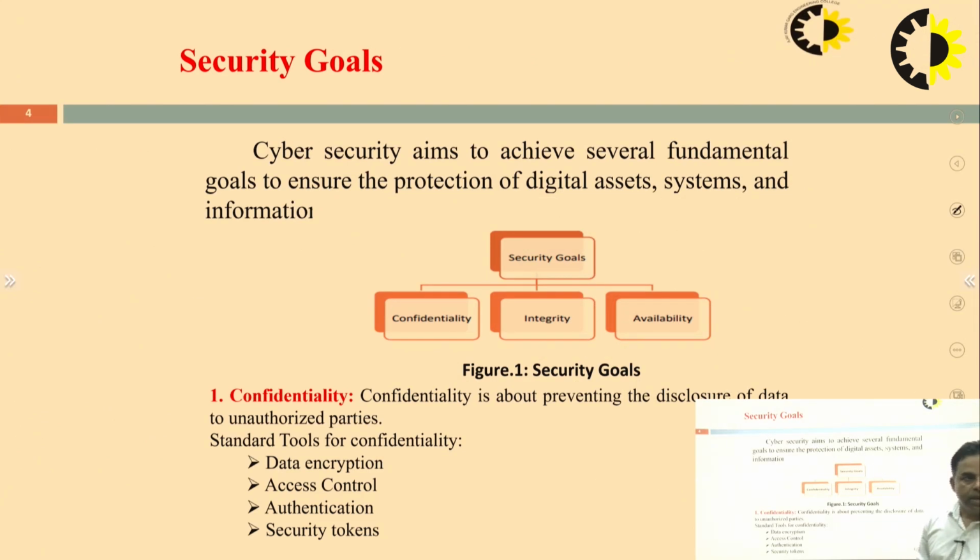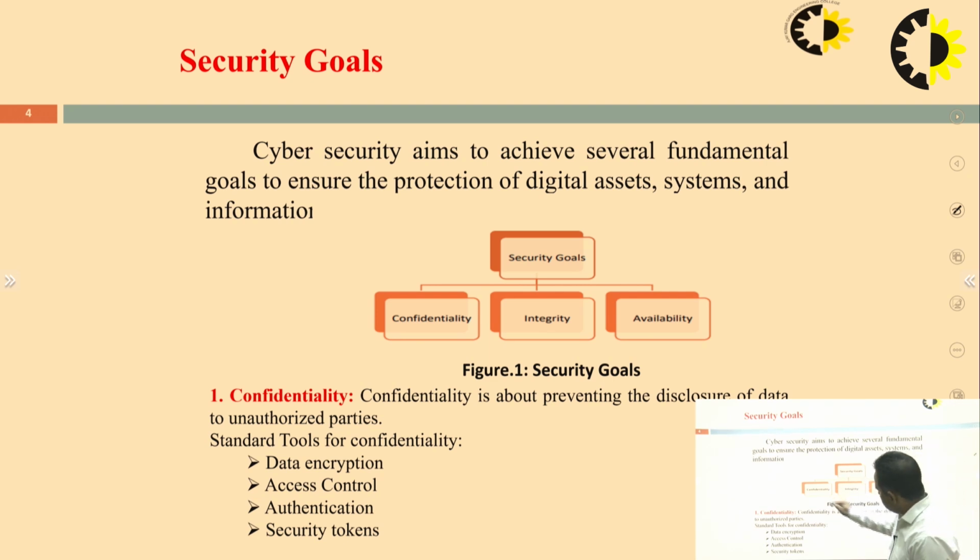The second point in the index is security goals. First, what is the meaning of the goal of security in terms of cyber security? Basically, cyber security aims to achieve several fundamental goals to ensure the protection of digital assets, systems and information. As seen in this diagram, security goals are basically in three categories: first is confidentiality, second is integrity, and third is availability.